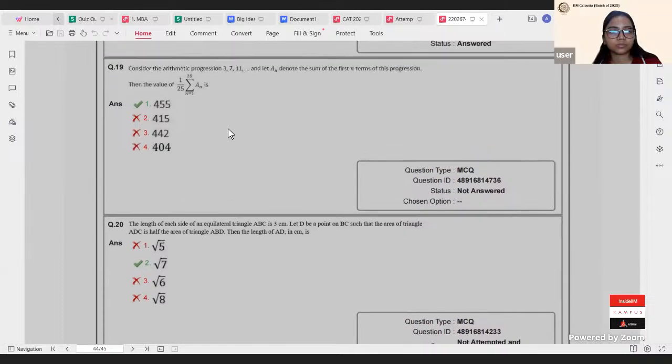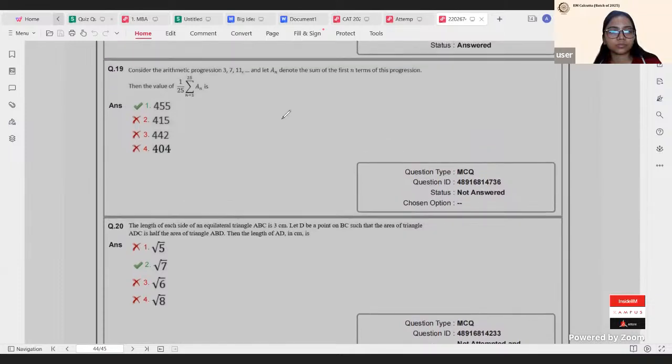So consider the arithmetic progression. Your aim is to know the sum of the first n terms of this progression. So we will do it up to 25, divided by 25.